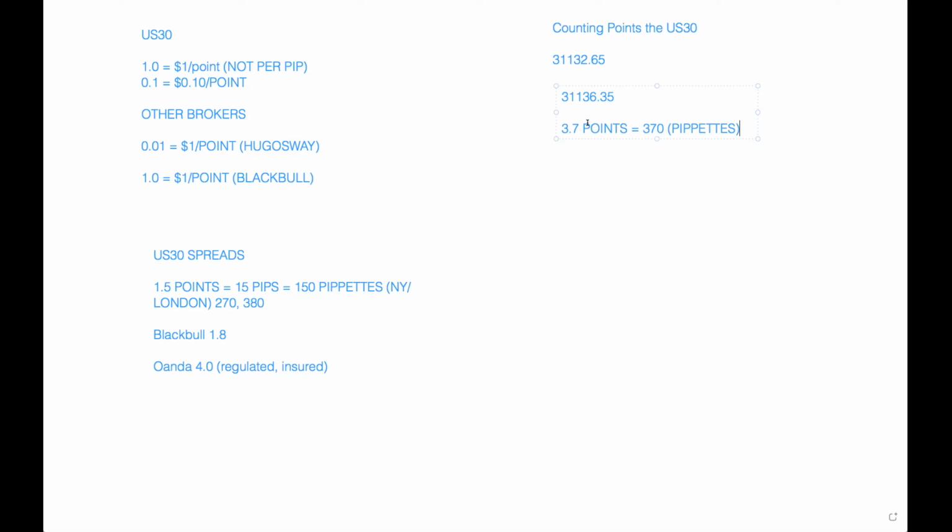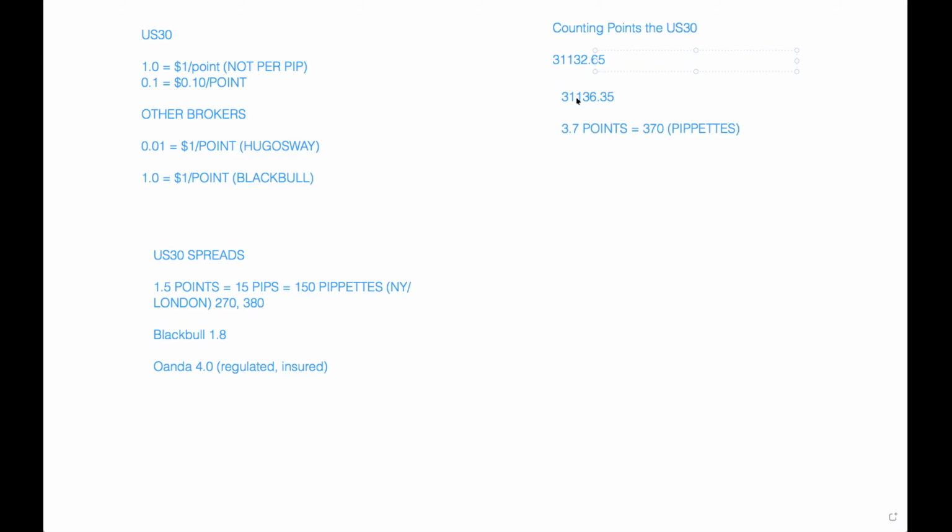Okay, so the point I was making is that when I'm doing the math on how to count the points, I ignore the 0.35 and I ignore the 0.65. I'm doing the math generally, like if I'm just trying to calculate something quickly, I'm doing the math on just the last 2 digits.